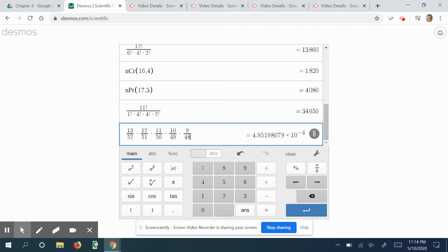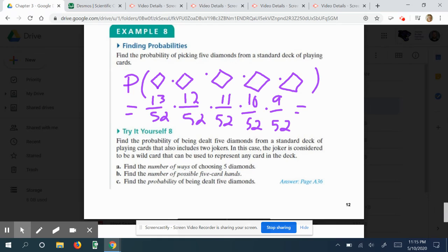48. So really, oh, this isn't going to give it to me as a calculator. So rewriting that, -4 would be 3 decimal places. So it would be 0.000495. So not very good, okay, of picking 5 diamonds in a row.